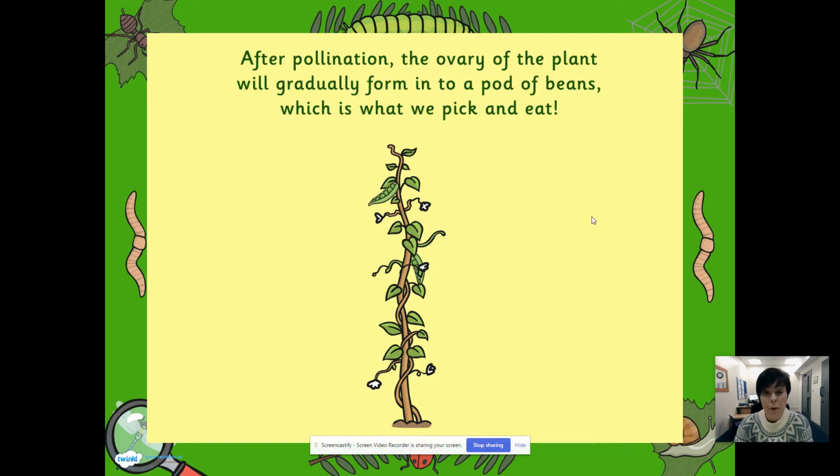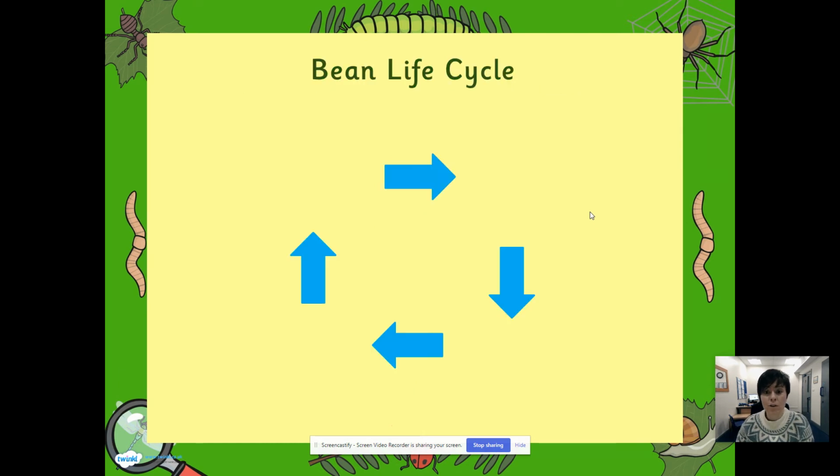After pollination, so after this has happened, the ovary of the plant will gradually form into a pod of beans. So that's how the beans will grow. They will form into a pod, which is what we pick and eat. So that ovary part of the plant will grow the pod and those beans will appear there. But it will only happen, of course, as I've already said, if the male part from the anthers has gone to the stigma, to the female part. Very interesting, isn't it? So here we have the bean life cycle.